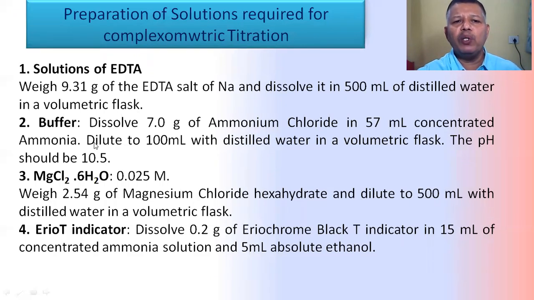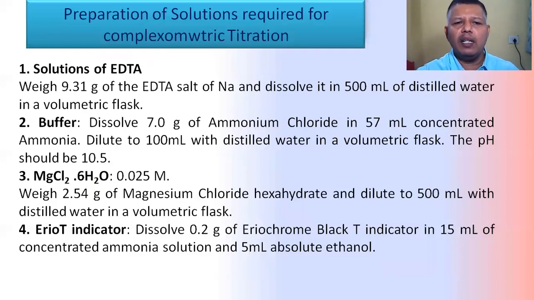Now we know the buffer solution. For buffer action, it remains at a constant pH. For this purpose, most of the transition metals require a basic buffer. For example, for a 10.5 pH buffer, we have to dissolve 7 gram of ammonium chloride and 57 ml of concentrated ammonia and dilute to 100 ml with distilled water. This is the buffer solution for 10.5 pH.